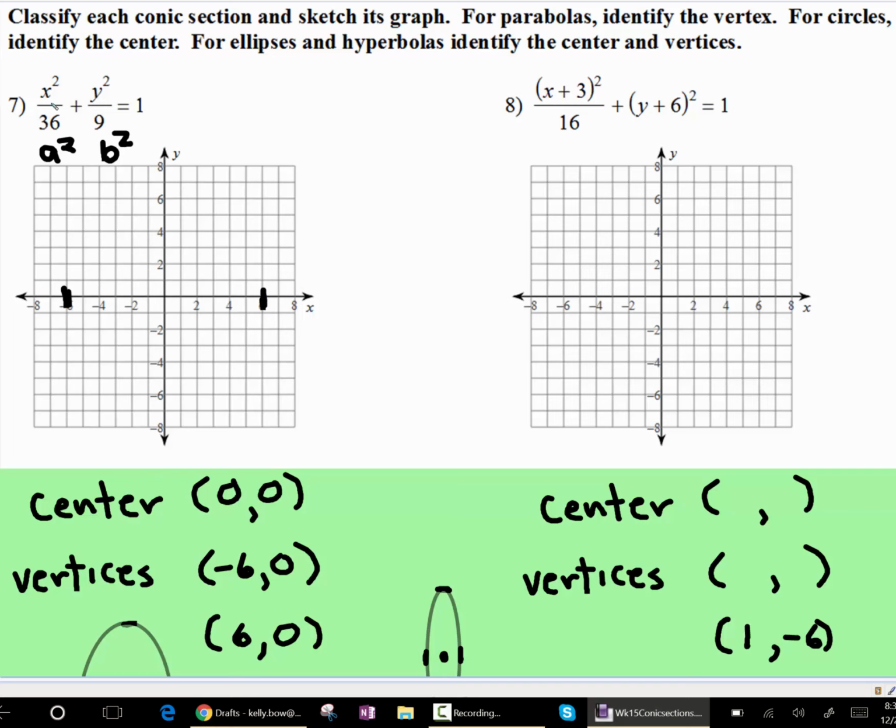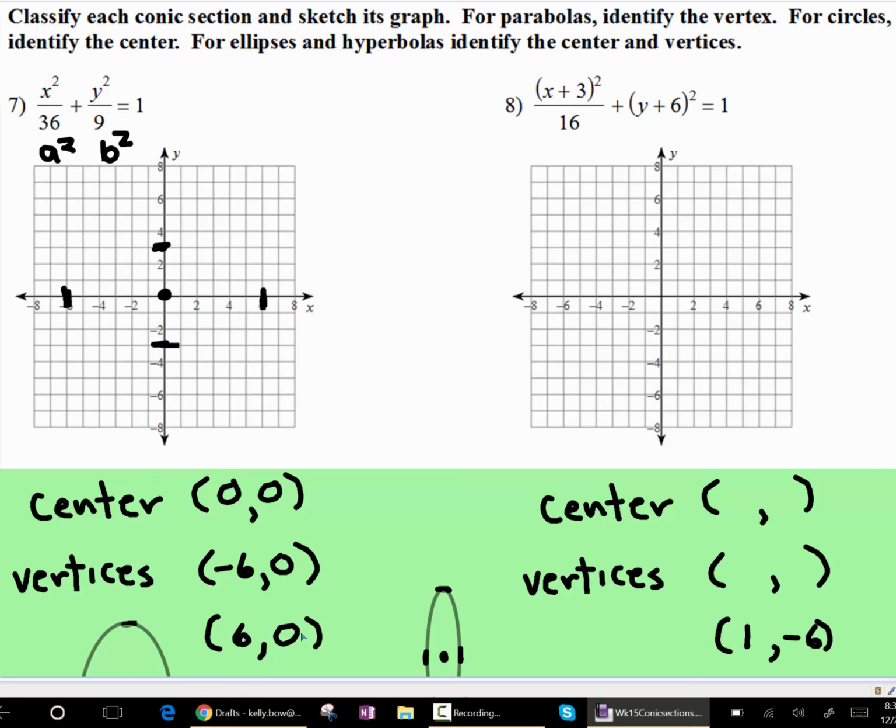This one, in the numerator, you have x squared and y squared. It's not being shifted, so we know the center is at the origin. The square root of a squared is 6, so we go left and right 6. The square root of 9 is 3. We go up and down 3.